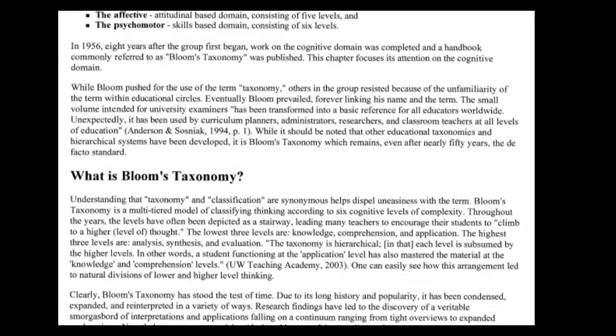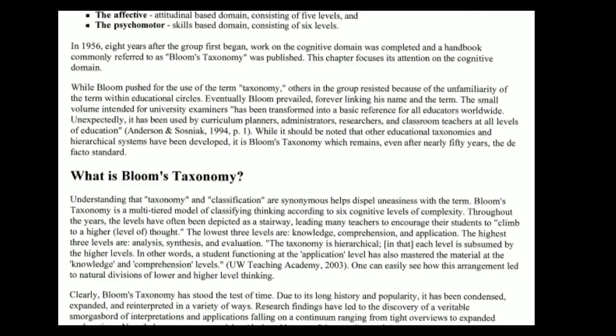So, what is Bloom's taxonomy? Understanding that taxonomy and classification are synonymous helps dispel uneasiness with the term. Bloom's taxonomy is a multi-tiered model of classifying thinking according to six cognitive levels of complexity. Throughout the years, the levels have often been depicted as a stairway, leading many teachers to encourage their students to climb to a higher level of thought.